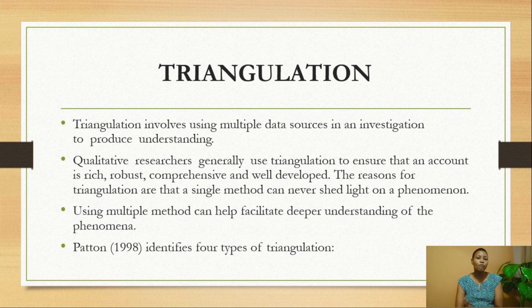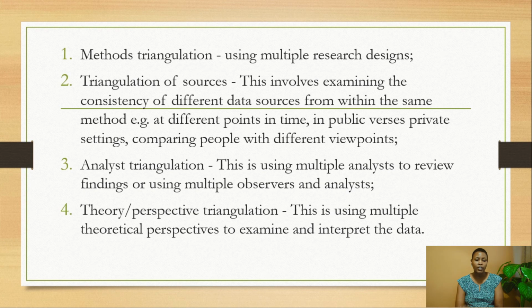There are mainly 4 types of triangulation. The first one is called methods triangulation. This is where you use multiple research designs, and we are going to discuss this in mixed method research. The second type is triangulation of sources. This involves examining the consistency of different data sources from within the same method.